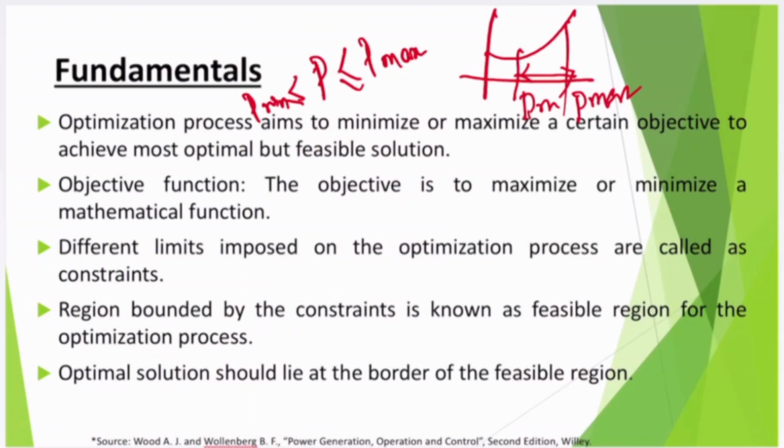Now similarly, the region bounded by the constraints is known as the feasible region. If a space is given to you, you can identify a zone in which my optimal point lies. That is, the region bounded by the constraints is known as the feasible region for the optimizing process. Now, optimal solutions should lie at the border of a feasible region. Means ideally, they occupy a point which is mostly at the extreme point because you optimize it.